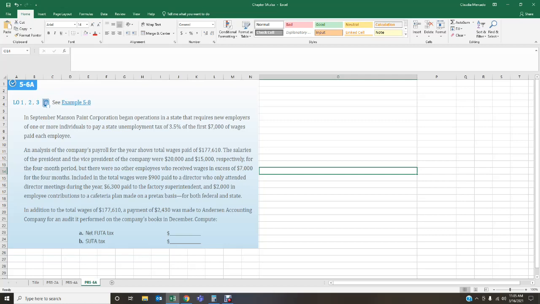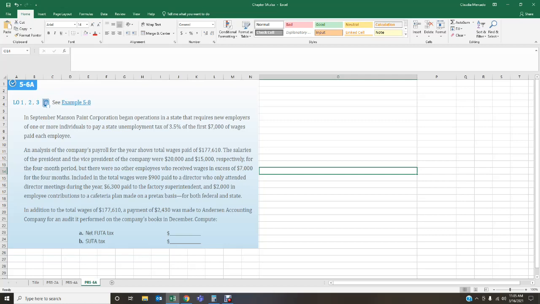Okay, this is the total wages. This is not the taxable amount. We need to figure out the taxable amount of wages so we can multiply it times our tax rate. All they're telling you here is that we paid employees $177,610. Now, it says that the salaries of the president and the vice president of the company were $20,000 and $15,000. Why is that important? Remember, we only pay taxes on the first $7,000 of earnings. So these two employees made above $7,000. We need to make sure we make an adjustment for that.